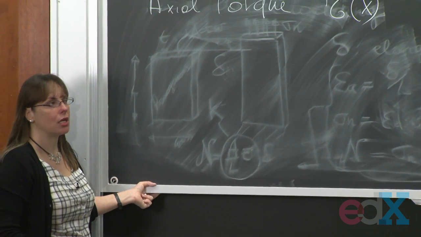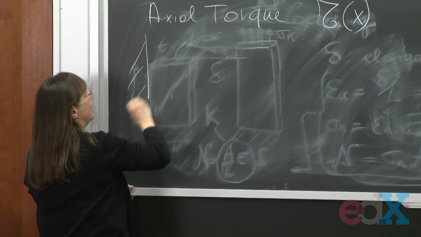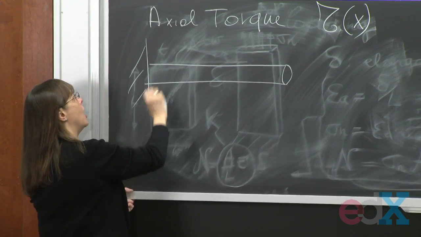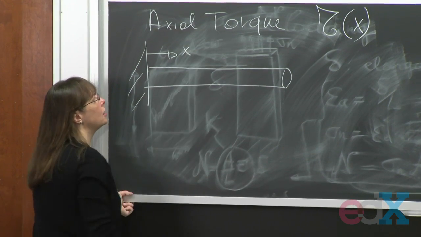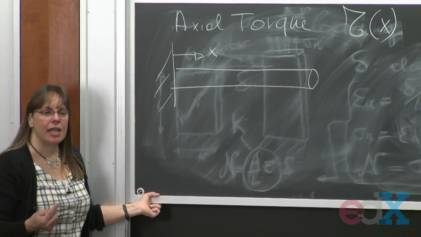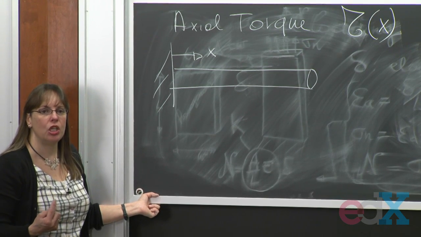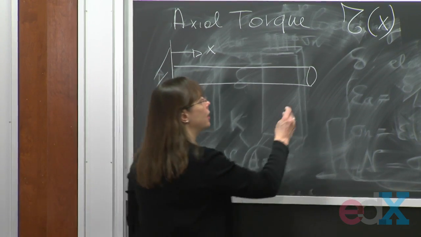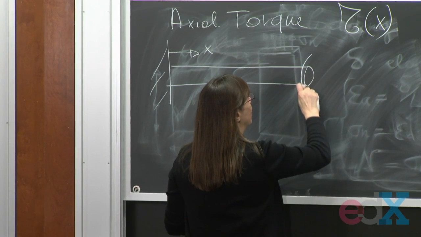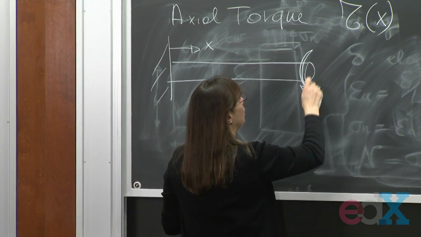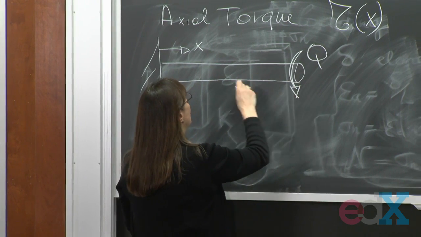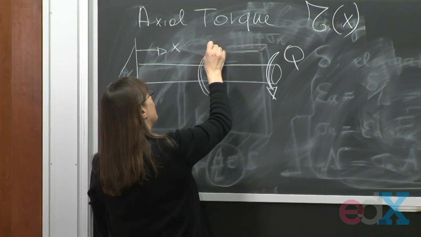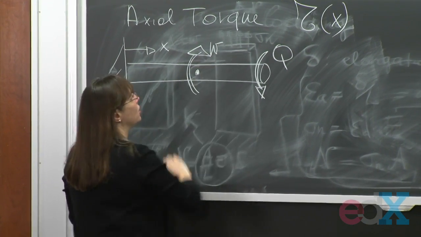So now we introduce an x-axis. So let's take our good old wall, and now we put a shaft like that, and we put an axis x. Now the way that the shaft is going to be loaded in torsion is not through forces, but through concentrated torques. So the way the loading is going to look like is going to be something like this. I'm going to tell you there is a torque Q at this end, and maybe there is going to be another torque W at this spot here.